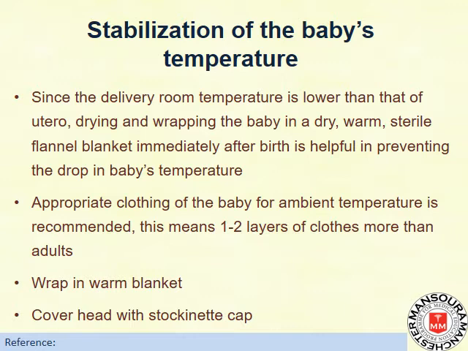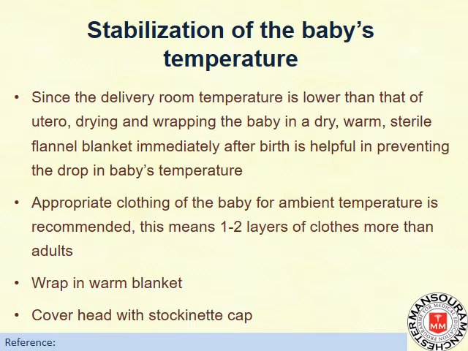Stabilization of the baby's temperature is very important after birth. Since delivery room temperature is lower than that in utero, drying and wrapping the baby in dry, warm, sterile flannel blanket immediately after birth is helping to prevent the drop in the baby's temperature. Appropriate clothing of the baby for ambient temperature is recommended. This means 1 to 2 layers of clothes more than adults.